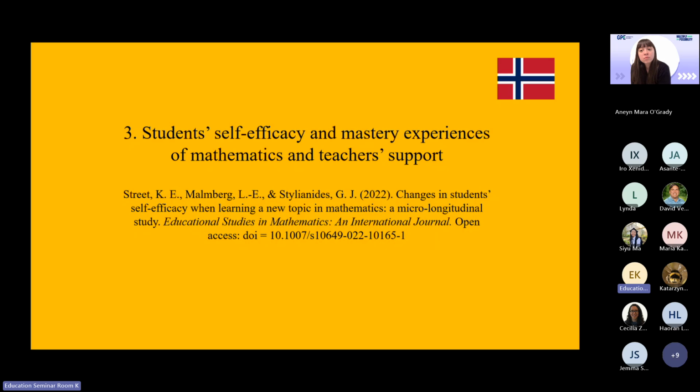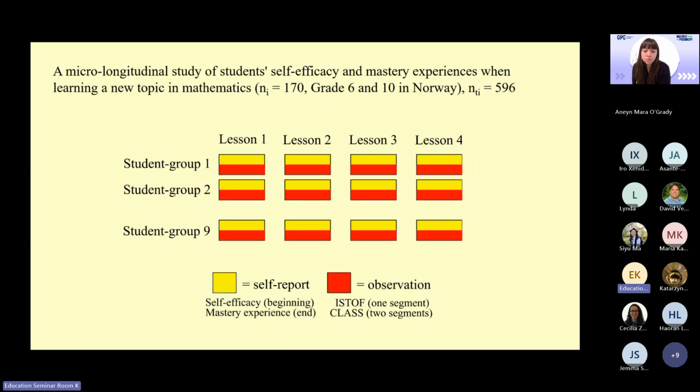So let's turn to Norway. This is following the STREETS study and the proposed next steps of it. This was a shorter time series, looking at mathematics lessons: four mathematics lessons, where the first lesson was always the introduction of a topic. It could, of course, be a reintroduction if they had done it previously. These are students in grade 6 and grade 10.